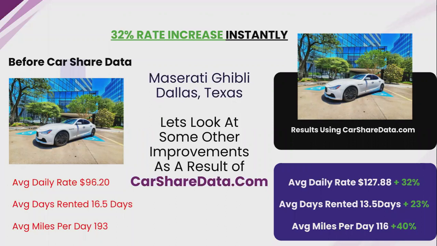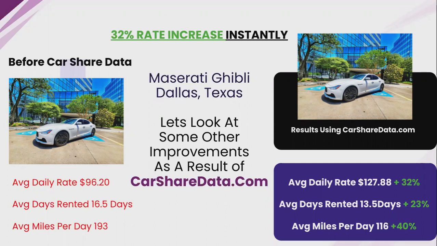Probably doing the same thing that many of you are, going through manually scrolling and just kind of trying to get an idea of what other people are offering and being somewhere in there, right? But those people may or may not have any clue what they're doing. So we're basing our pricing off of other people. It's like the blind leading the blind, right? We average 16 and a half days per rent, per month, and 193 miles a day.